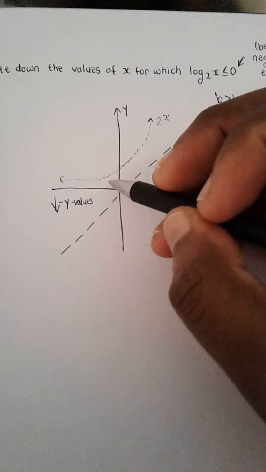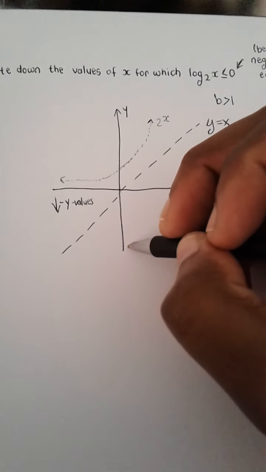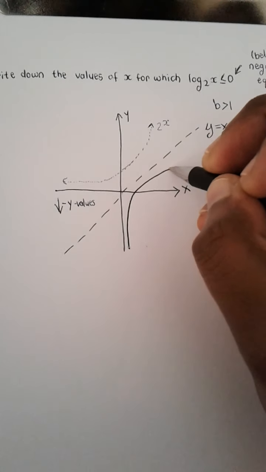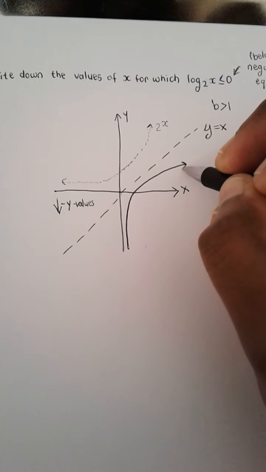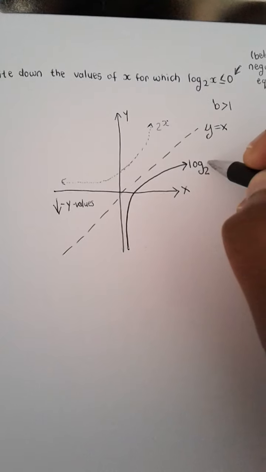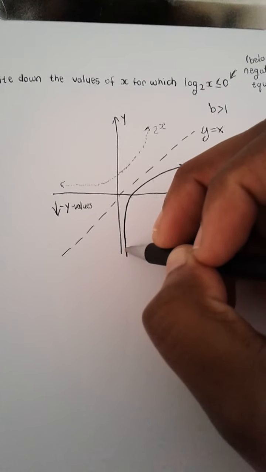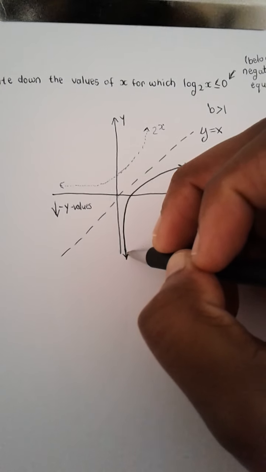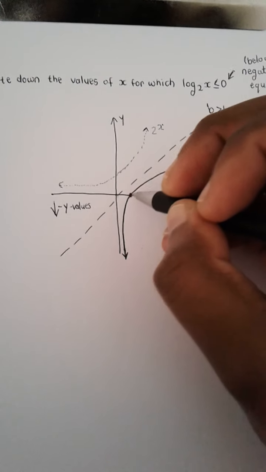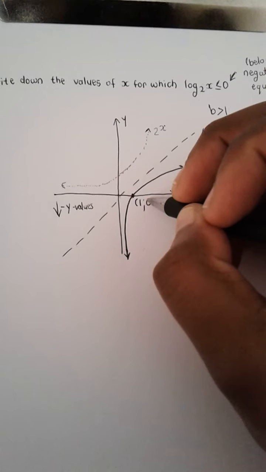So it's now going to sit on the negative y-axis like that, and then it's going to taper off like that. So this is log base 2 of x. This is what an increasing logarithmic function looks like. And we know that this point is the point (1, 0).